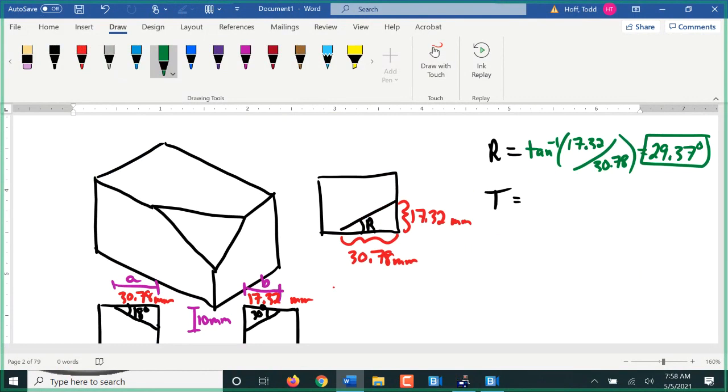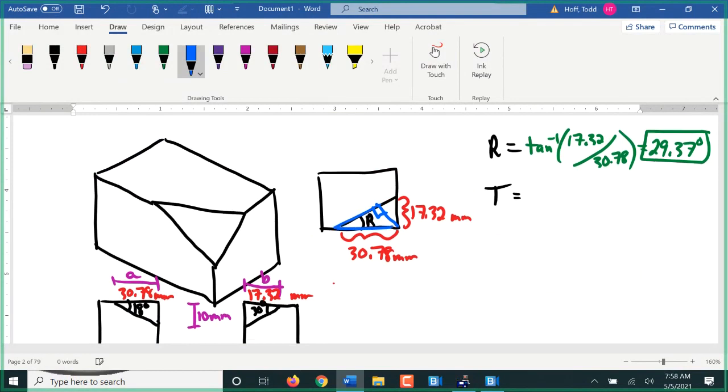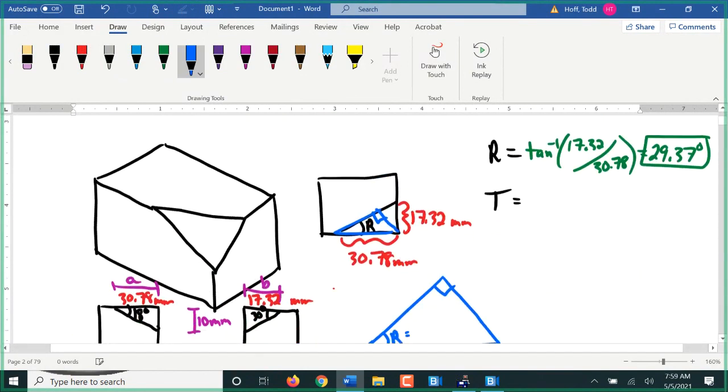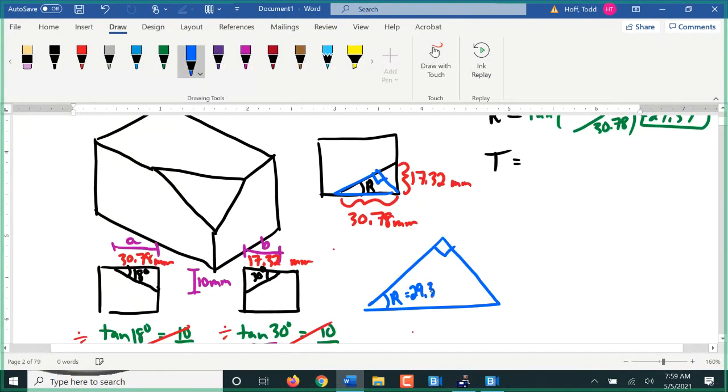T now is going to be more difficult to find. To find T, remember one of the first things we have to do is find this side across here to make that right triangle. Right triangle, this is R, 29.37 degrees. This is still the 30.78. We're going to find this length here, I'm going to call x.